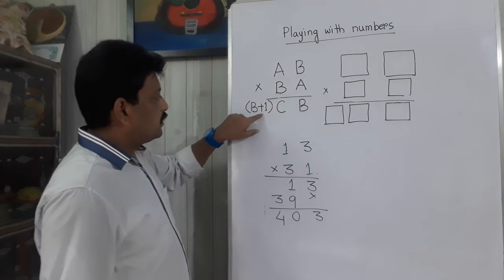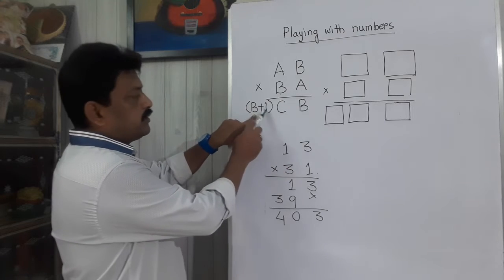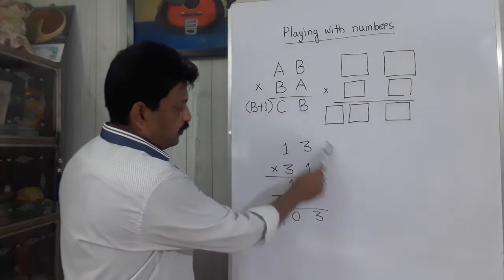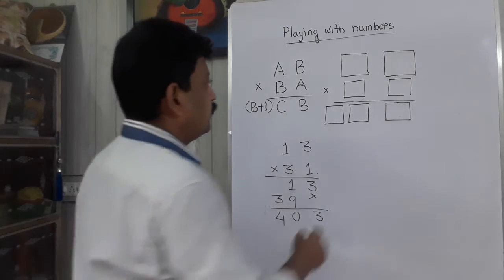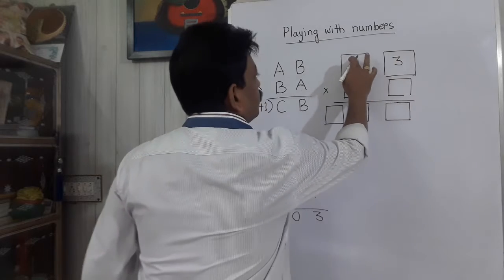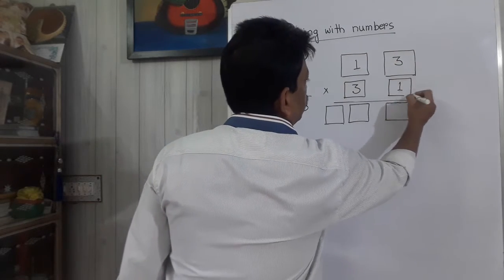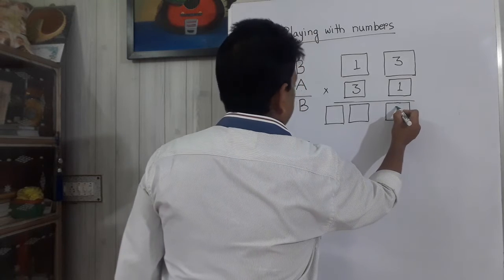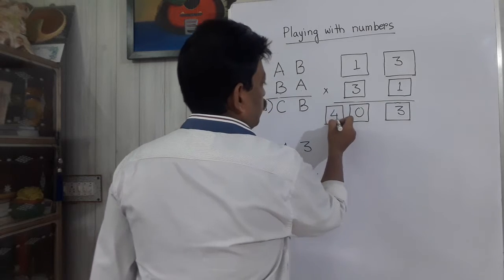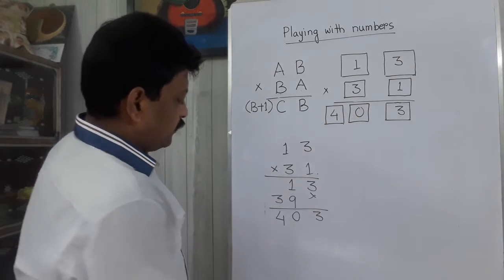And what about this? This should be 3 plus 1 because B is 3. So it will be 3 plus 1, that is 4. So it is coming here 4. Okay. Therefore, we have got the result. So here it will be 1, 3. This will be 3, 1. Here it will be 3. Here it will be 0. And here it will be 4. 4 can be written as 3 plus 1. Therefore, we have got the answer.